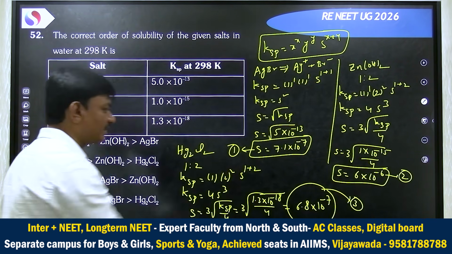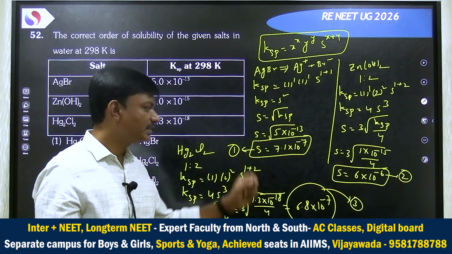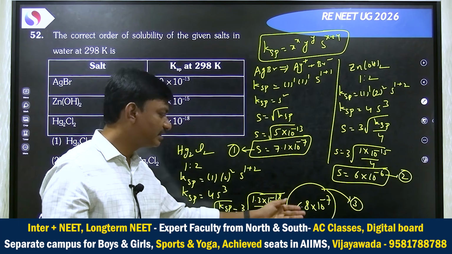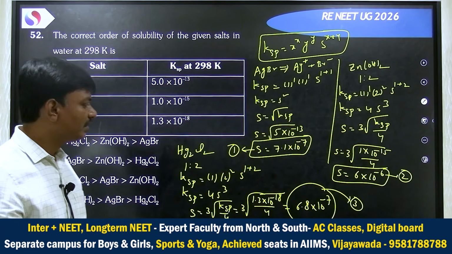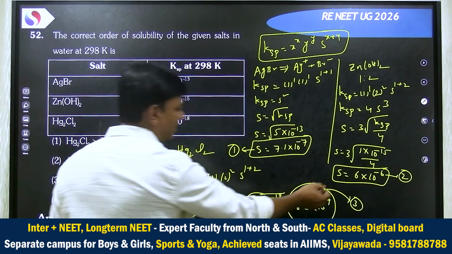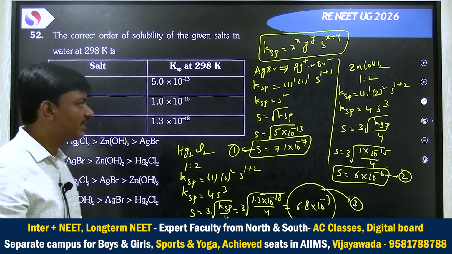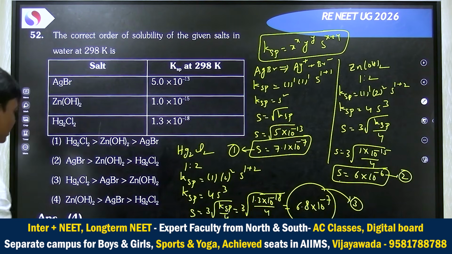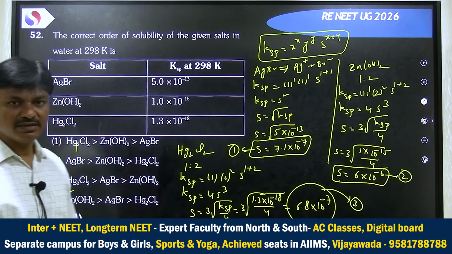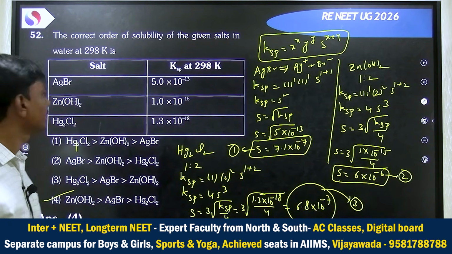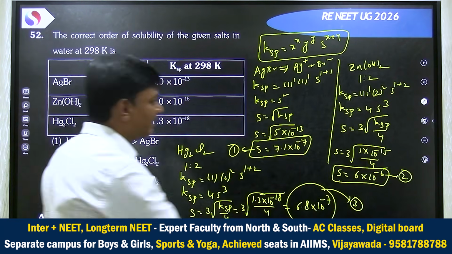When comparing these three values, 7.1 into 10 to the power of minus 7, 6 into 10 to the power of minus 6, and 6.8 into 10 to the power of minus 7, the middle one is the highest value. So Zn(OH)2 has the highest solubility. So it is the correct one, depending on the given answers. Then go to the next one, question 53.